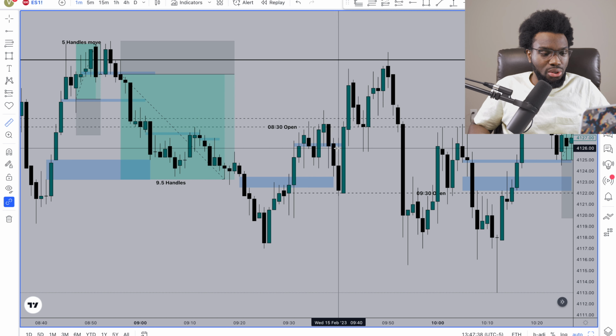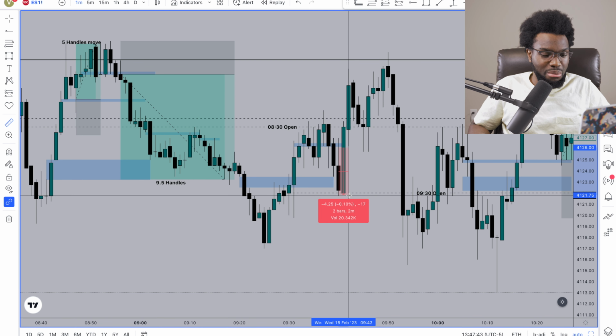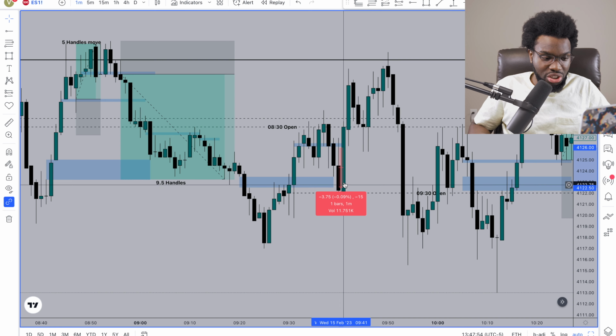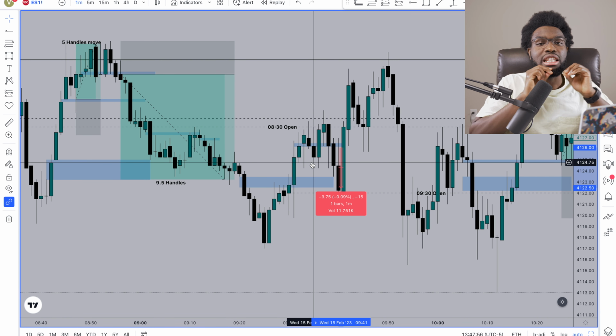So next thing I saw was this. I entered right here, came all the way. It gave me 4 plus 4 and some change handles. I could have gotten out right here, but I wanted to target here. So I could have gotten out here. And the moment I saw it rejecting, and that's the thing, you have to be nimble with price.